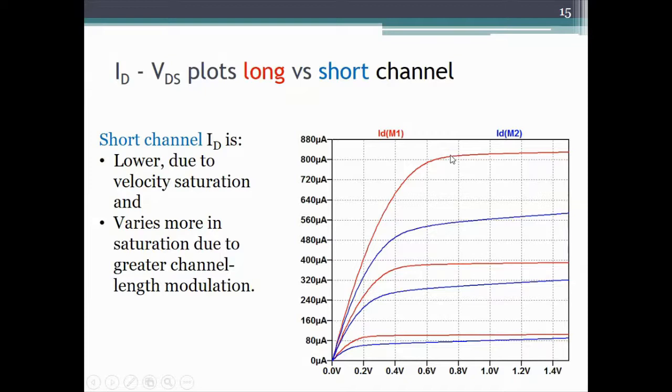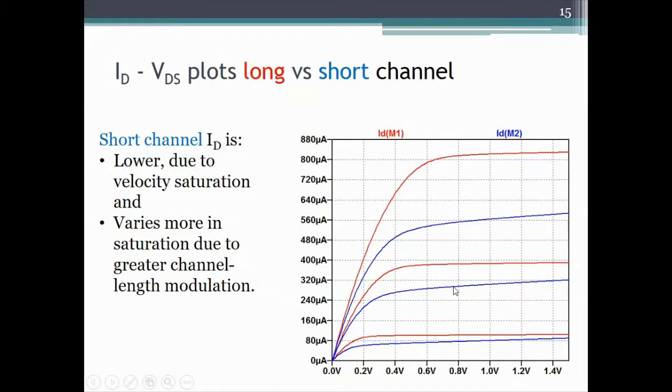So what you see is, for the short channel MOSFET, the current is saturating at a drain voltage earlier than it is in a long channel MOSFET, and this is due to drift velocity saturation. So before pinch off occurs, the current has saturated. The other thing is, if you look carefully, you see the slope of the red one, long channel, and the slope of the blue one, short channel. The slope of the blue one is higher. So the current in saturation is varying more in a short channel MOSFET.